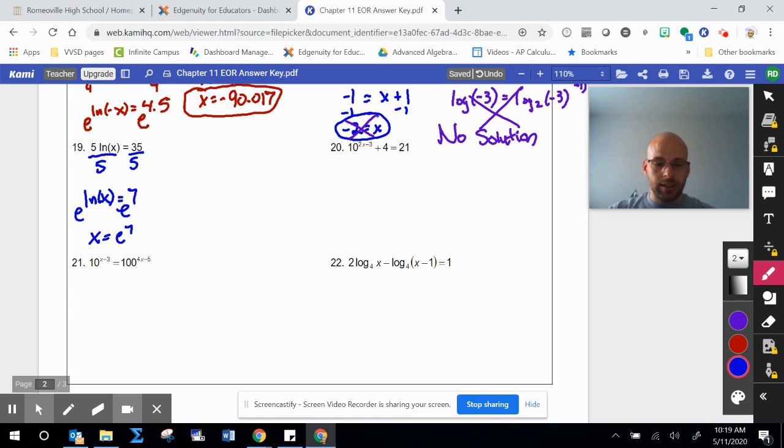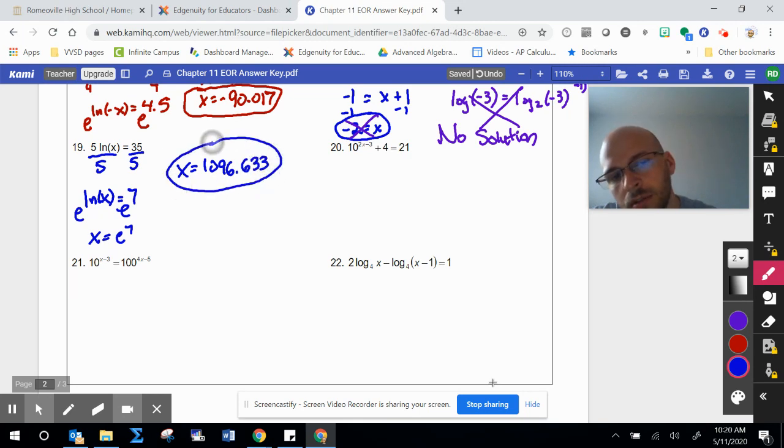If you do e to the 7th in your calculator, again, I'm using my calculator here, we get a very, very large number, but don't let that scare you. I have 1,096.633. And this would be my answer. If we substitute that back in, it will work. You will get the answer of 35. And it might be a little off just because of rounding, but it is going to be a solution to our equation.